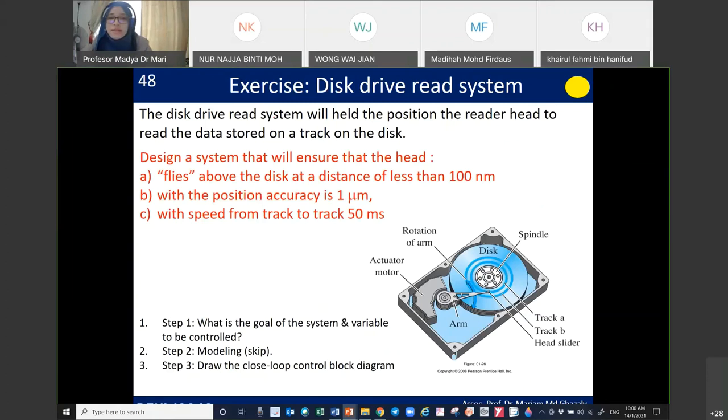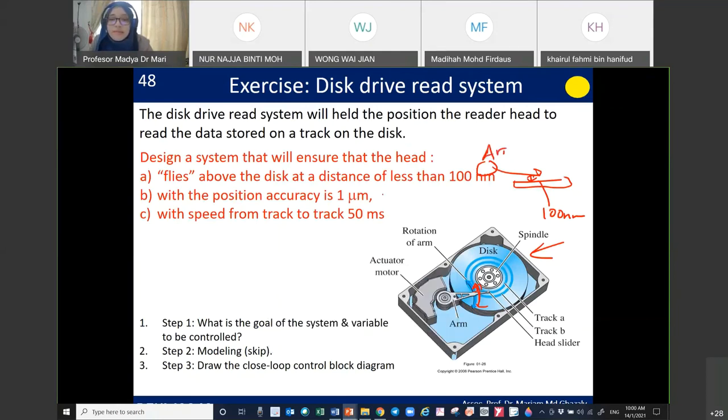The disk drive read system will help the position reader head read the data stored on the track on the disk. So this one is going to read and move. Design a system that will ensure the head flies above the disk at a distance of less than 100 nanometers. If you look at this side view, you have the disk over here, then you have the arm here. You need to maintain the distance here at 100 nanometers.